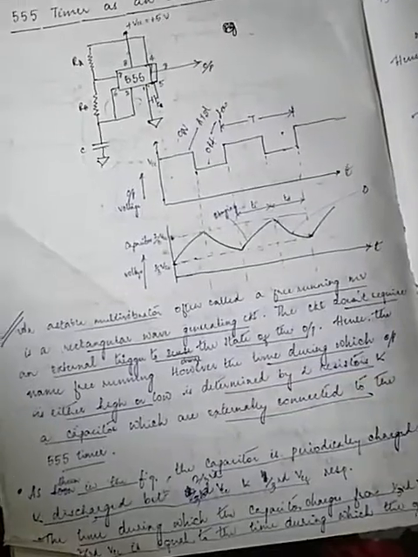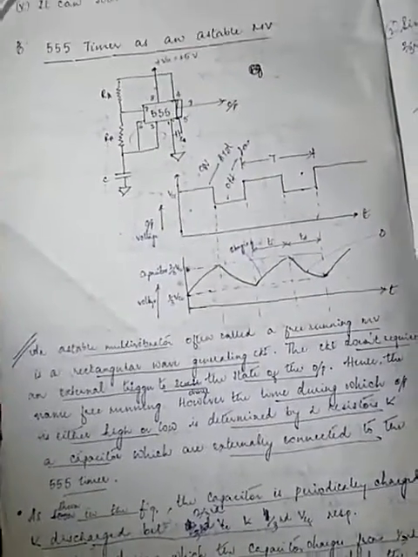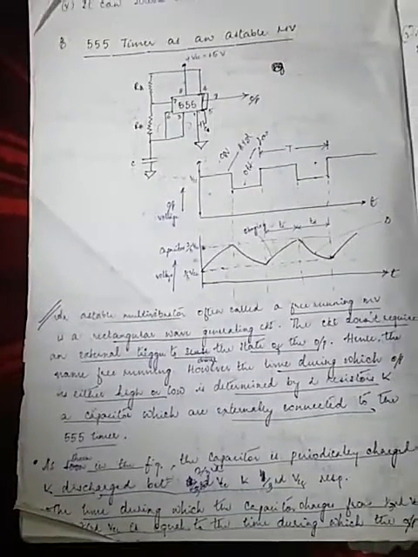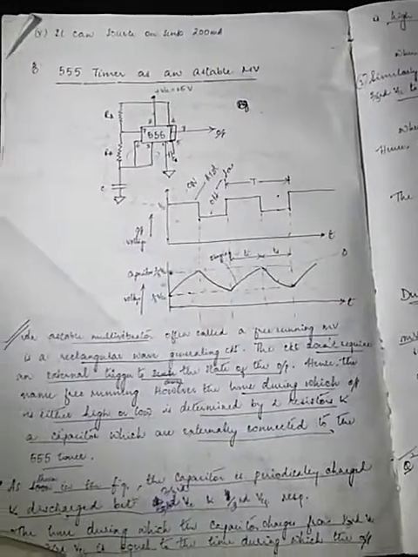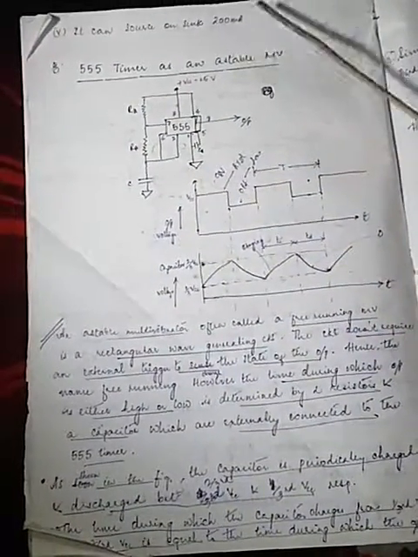However, the time during which the output is either high or low is determined by two resistors and a capacitor. Now you can see there are two resistors and a capacitor. These determine the time during which the output will remain on or off, high or low. On means high, off means low.